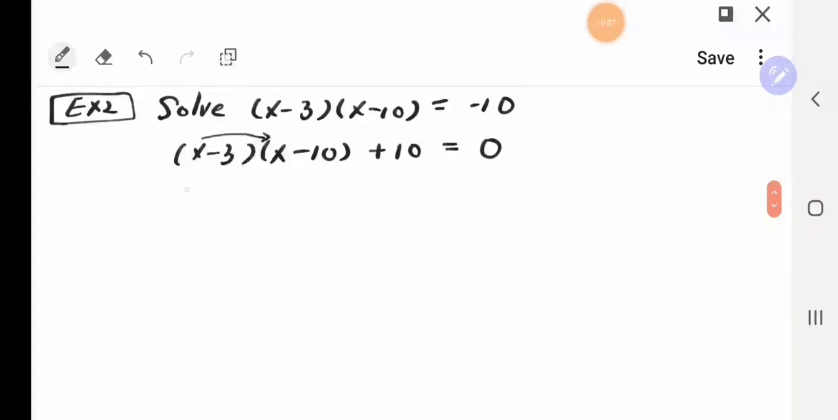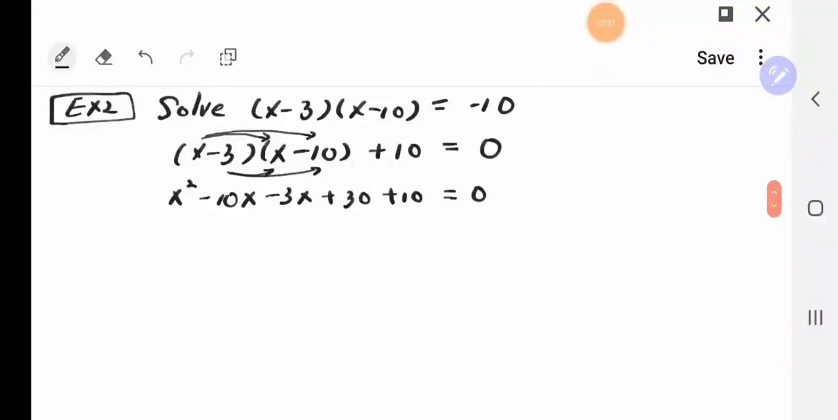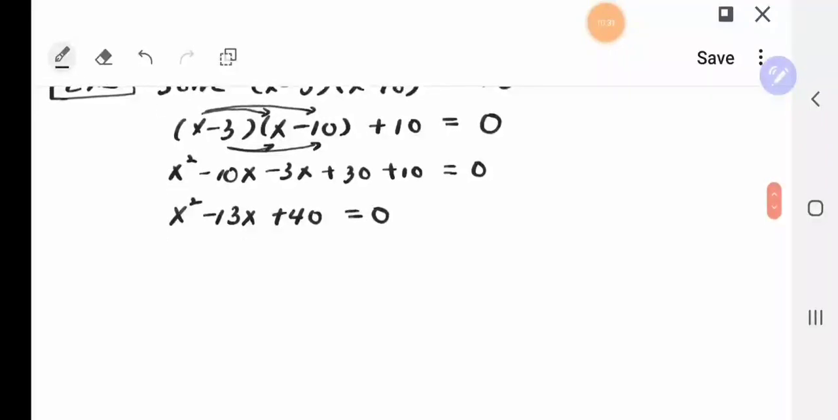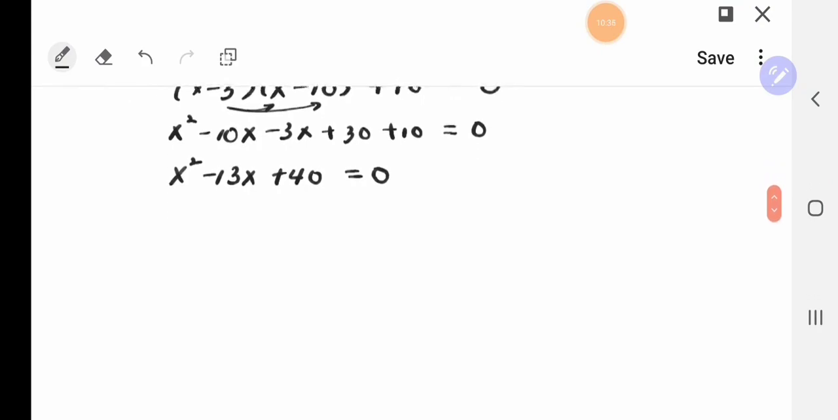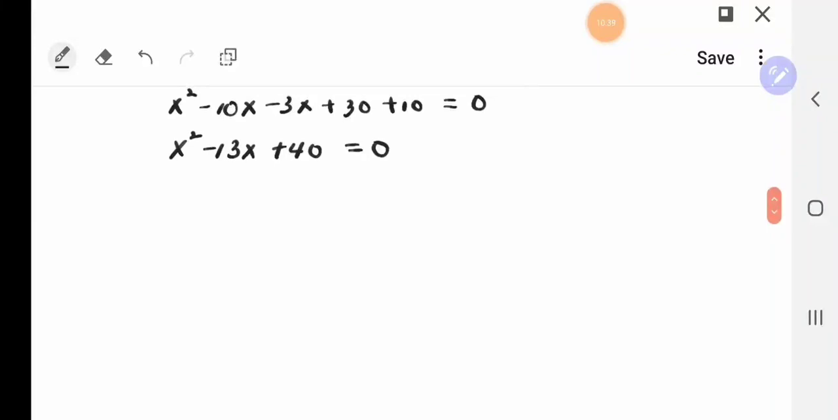x times x is x squared. Next one is negative 10x. This is negative 3x. This is positive 30. Then simplify the left-hand side. x squared minus 13x plus 40 is equal to 0. Now we simplified the left-hand side of the equation, so we can try factoring. We have to factor this to find the solution. So let's try using factoring.